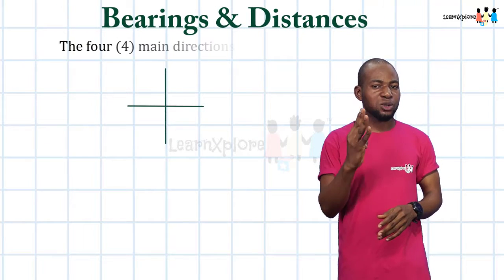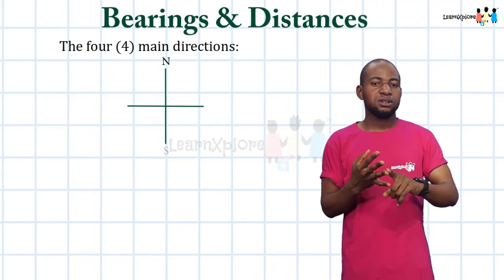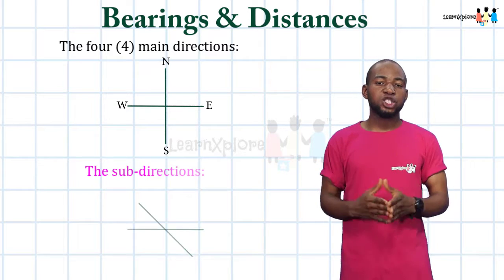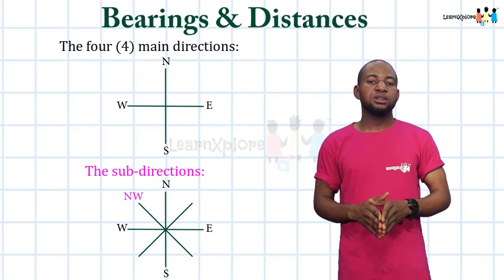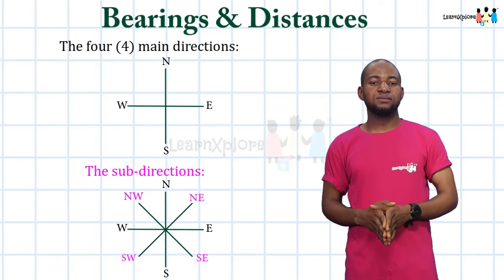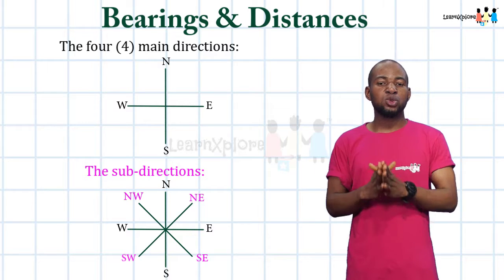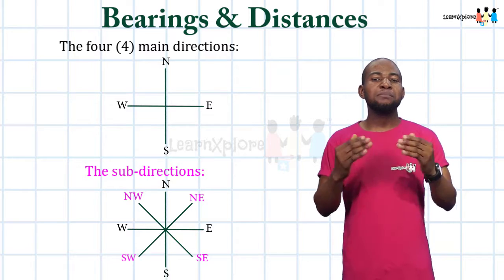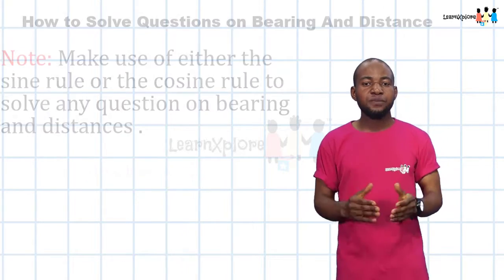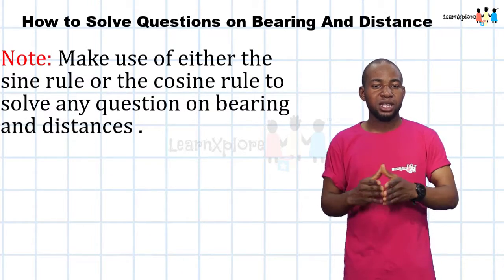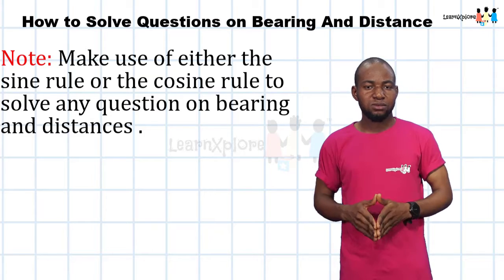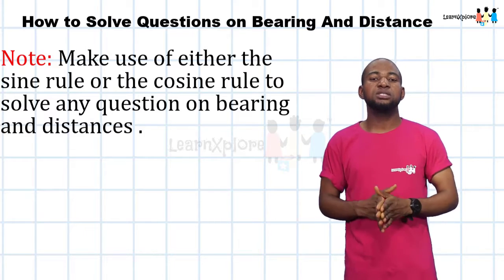The four main directions are north, south, west, and east. The subdirections are northwest, northeast, southwest, and southeast. The angular relationship between two or more places can be expressed as a compass or three-digit notation. To solve any question on bearing and distances, you must use either the sine rule or the cosine rule. We've discussed that in the previous lessons.